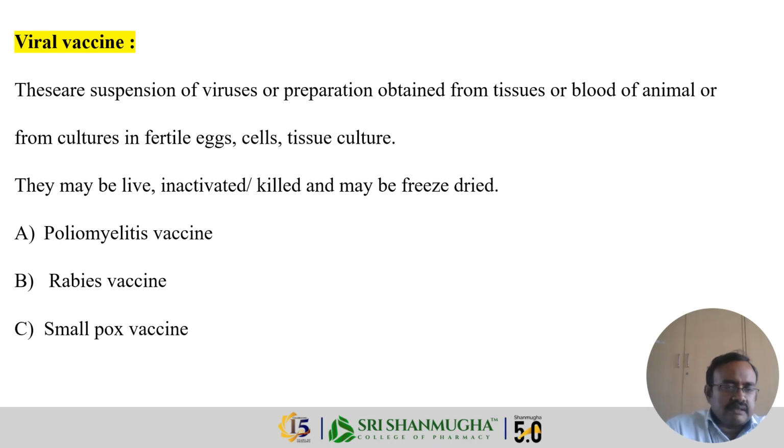Then viral vaccines. These are suspensions of viruses or preparations obtained from the tissues or blood of animals, or from cultures of fetal egg cells or tissue culture. These may be live, inactivated or killed, or in freeze-dried condition. Examples are poliomyelitis vaccine, rabies vaccine, and smallpox vaccine.